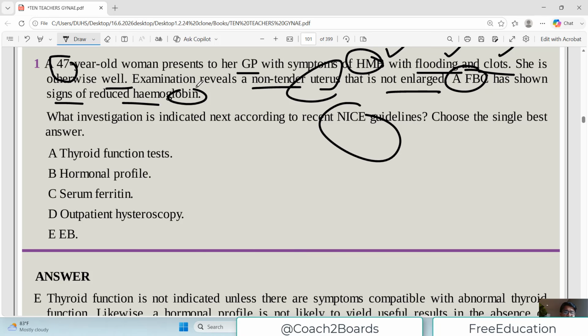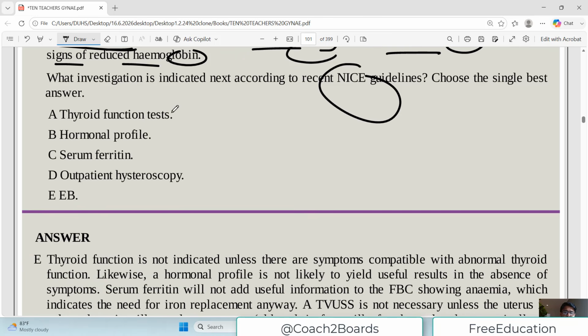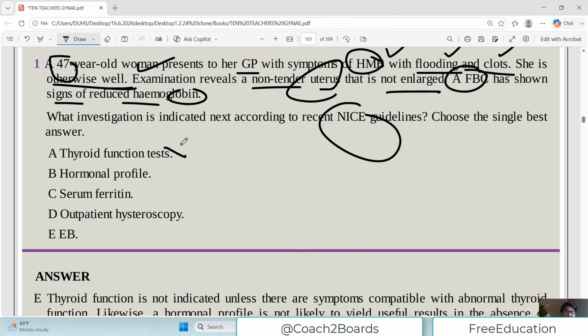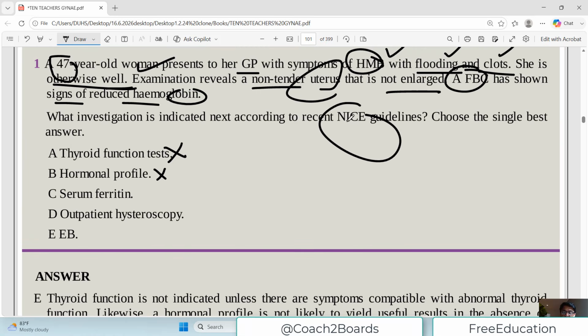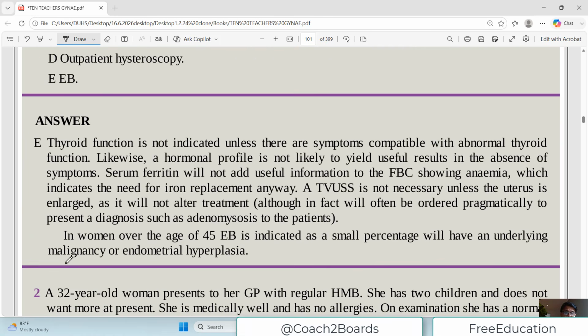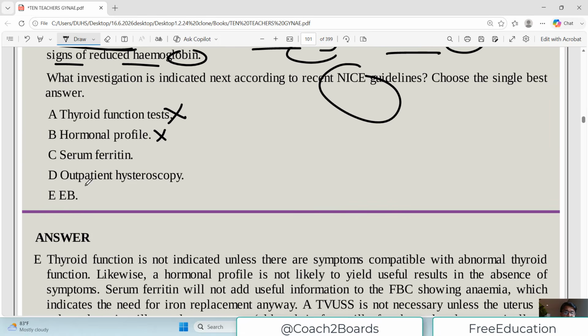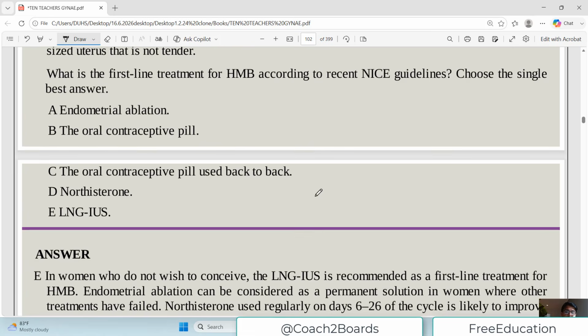Thyroid function test? She is otherwise normal. The word they used here, otherwise normal: a thyroid patient would not be otherwise normal, they would have thyroid symptoms, so not this hormonal profile. So you would probably do a hysteroscopy to see if there is malignancy, because nothing else will tell you the gross problem.